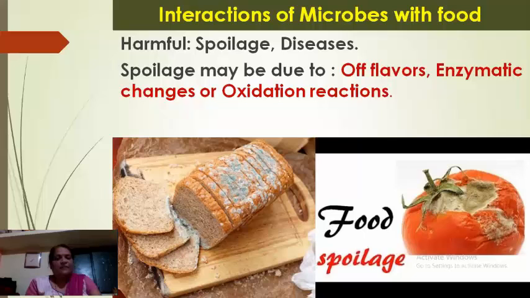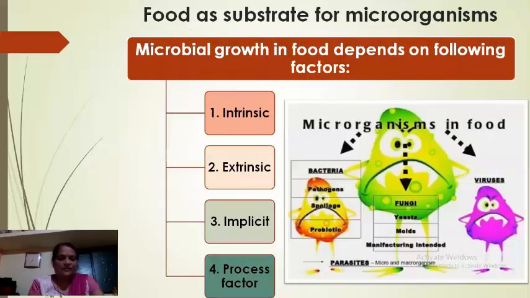The food spoilage by microorganisms may be due to off flavors produced by microbial growth, or enzymatic changes that are produced in the food because of growth of microorganisms, or the microbial enzymes cause oxidation reactions in the food and make the food undesirable. This is called food spoilage. The picture is showing spoiled bread and spoiled tomatoes, that is food spoilage. Now, when we are discussing food as a substrate for microorganisms, it means that food is acting as a nutrient source for the microorganisms.